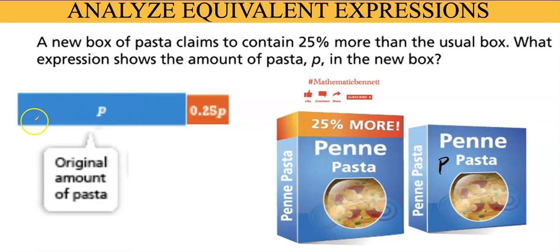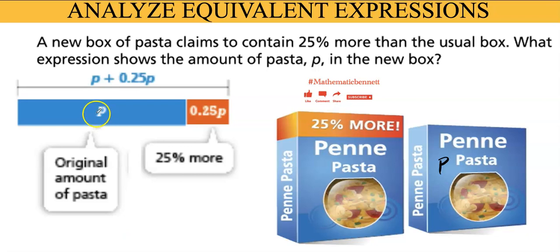So as you can see, this blue section, which would represent the original amount of pasta, this orange section would be 25% more. That's why it's 0.25 P. From there, we can see that this new box would be P plus 0.25 P.